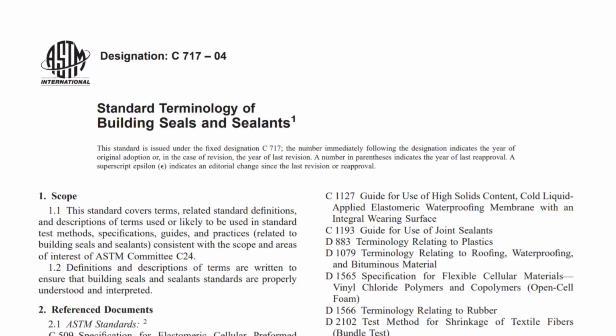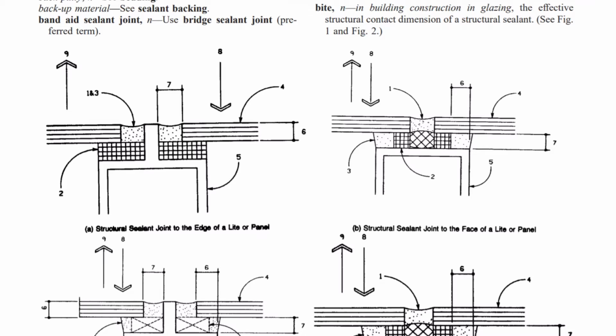ASTM C717 designates standard terms to use when referring to building seals and sealants. Definitions and descriptions of terms are written to ensure that building seals and sealant standards are properly understood and interpreted. Bite refers to the effective structural contact dimension of a structural sealant.